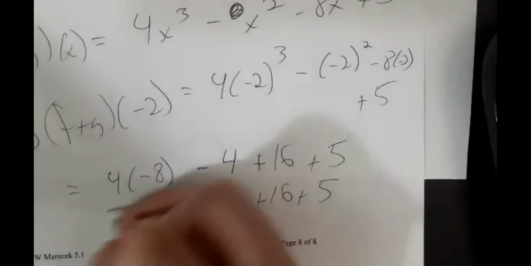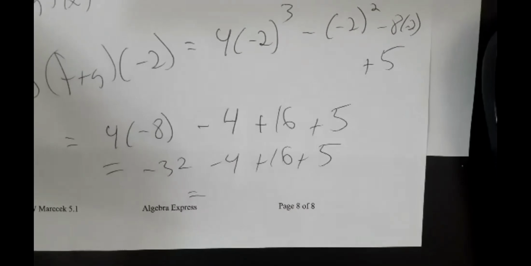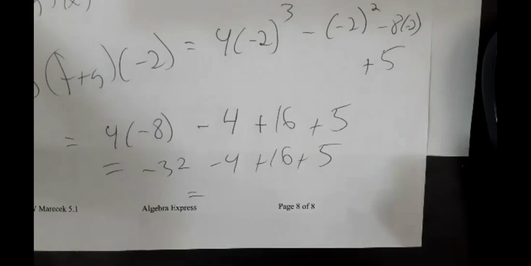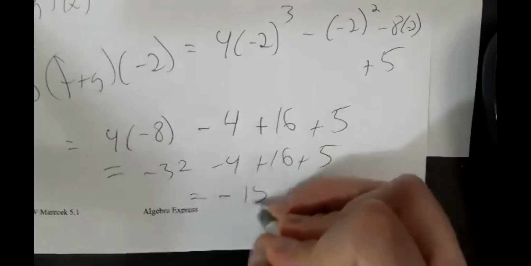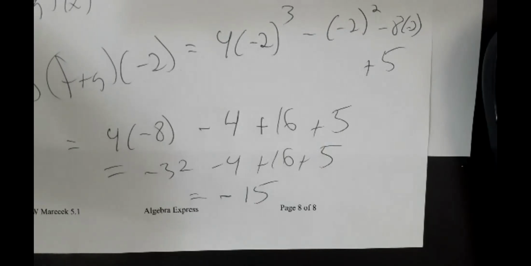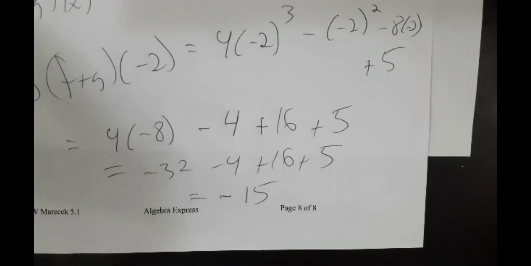So right now, we're just doing order of operations. I'm not trying to spend too much time on something that's order of operations, but this is minus 36 plus 16 is a minus 20 plus 5. I believe that's giving me minus 15. Is that right? I did that in my head, so hopefully. Minus 13. That's it. And that is the last problem for today.